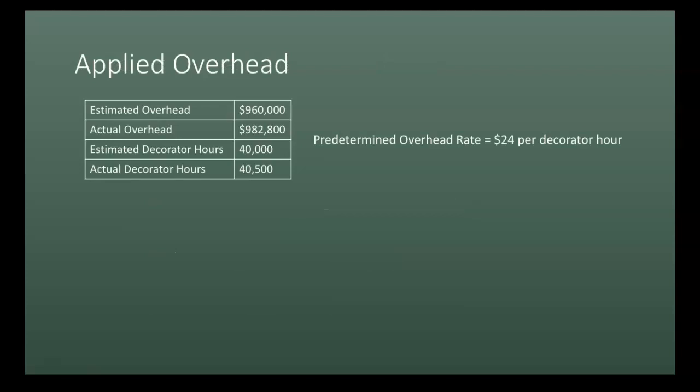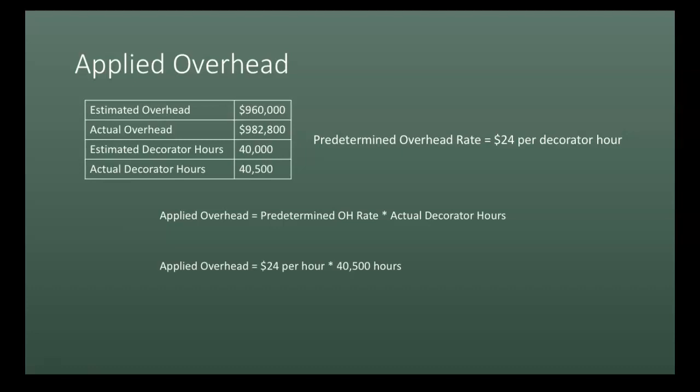Now we can figure out our applied overhead. So we're going to take that predetermined overhead rate that we just found, and we're going to multiply it by our actual decorator hours. So our $24 per hour times 40,500 hours, because that was our actual hour amount. And we can find our applied overhead to be $972,000.